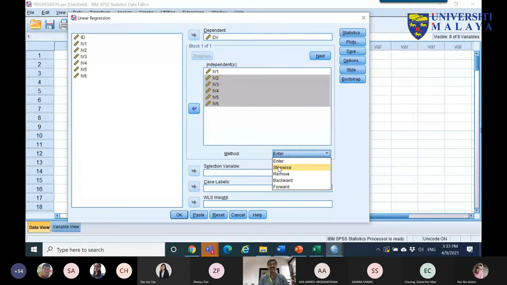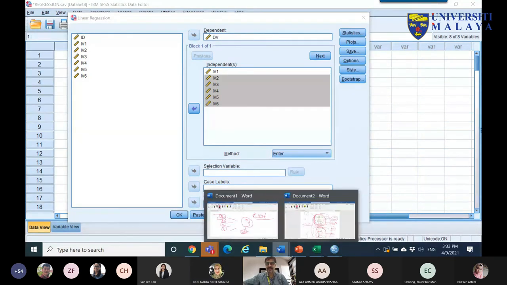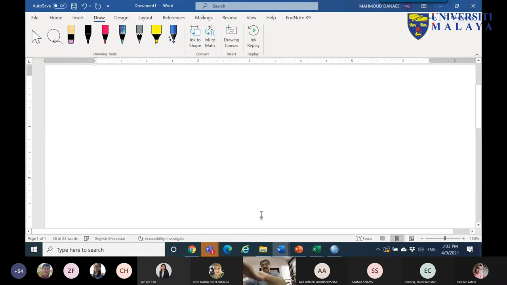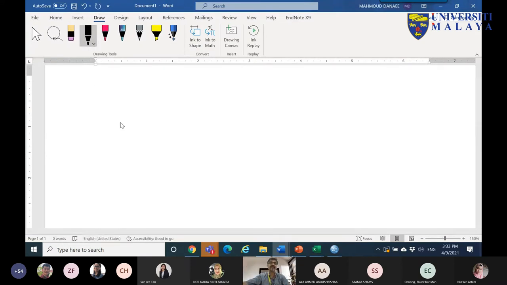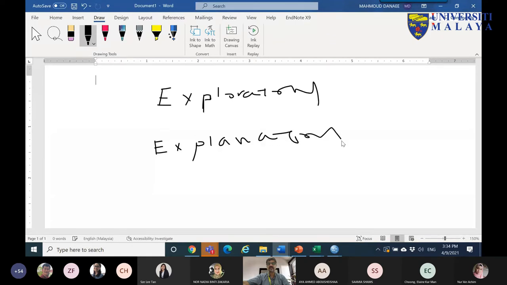It's okay. Never mind. So let me explain something about research methodology first, and then we move to this part. Very simple. So we have two strategies, two approaches in research. Some of the research is exploratory. Some of the research is explanatory.